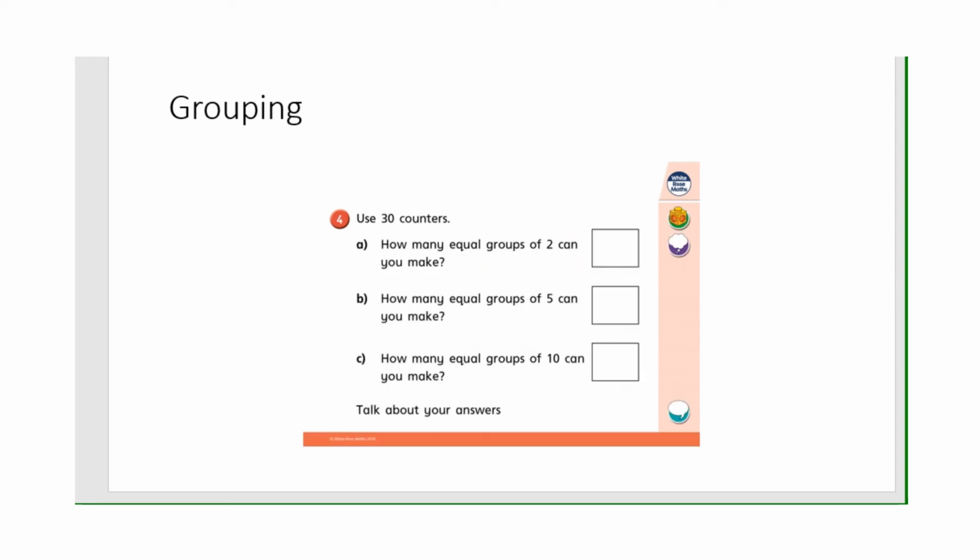Then, if you've done that and you find that easy, what about doing it with 20 counters? How many equal groups of 2 can you make? Equal groups of 5, equal groups of 10. Maybe try 10 counters. Then try 10 counters. What about 15 counters? Can you make equal groups of 2? Can you make equal groups of 5? Can you make equal groups of 10?